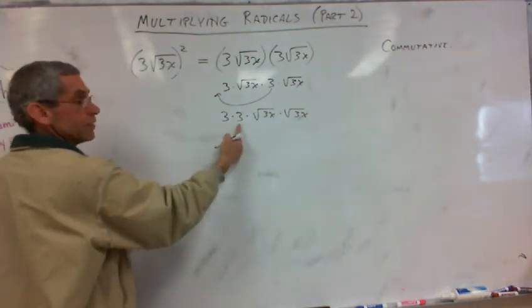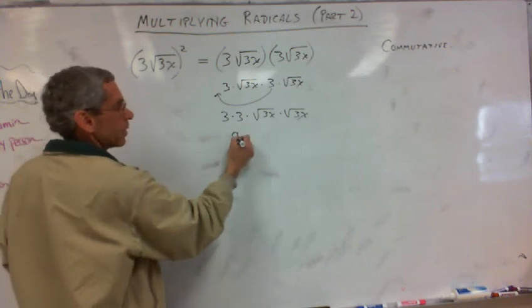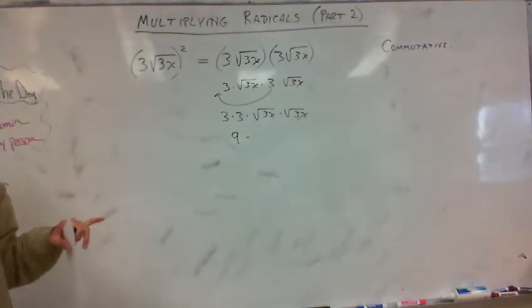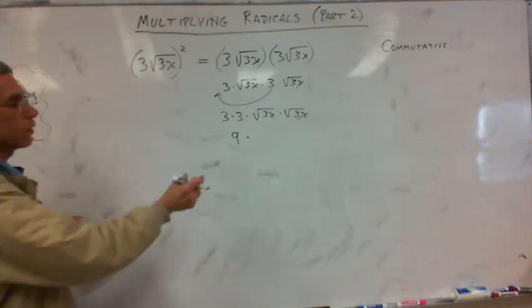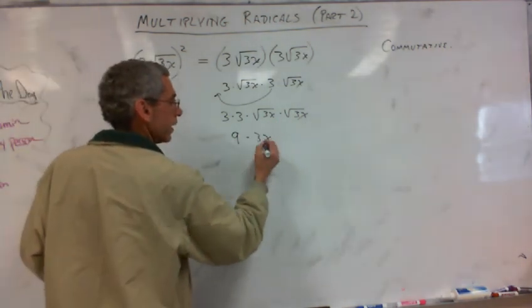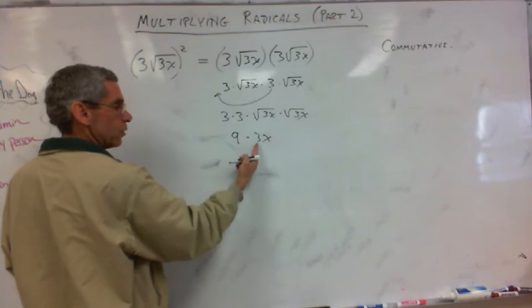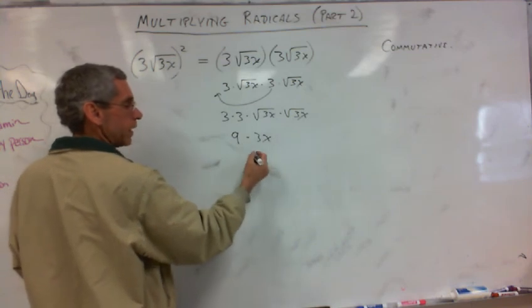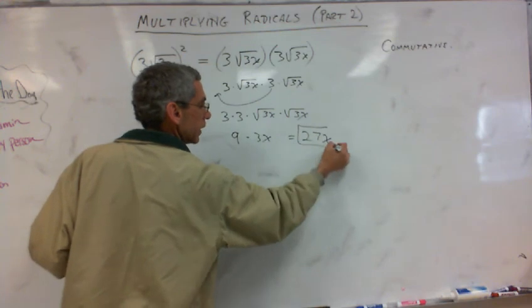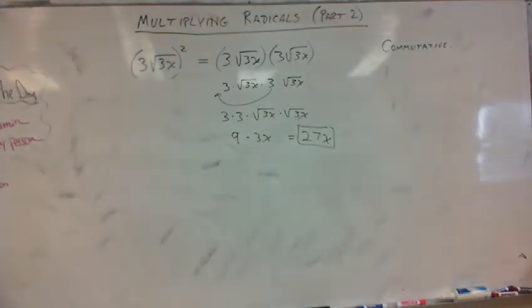So 3 times 3 is 9, right? So suddenly I have 9 times, but what's the square root of 3x times the square root of 3x? 3x, right. And so Gabe was right that now when you multiply them together, that equals 27x. That's your answer. Good job.